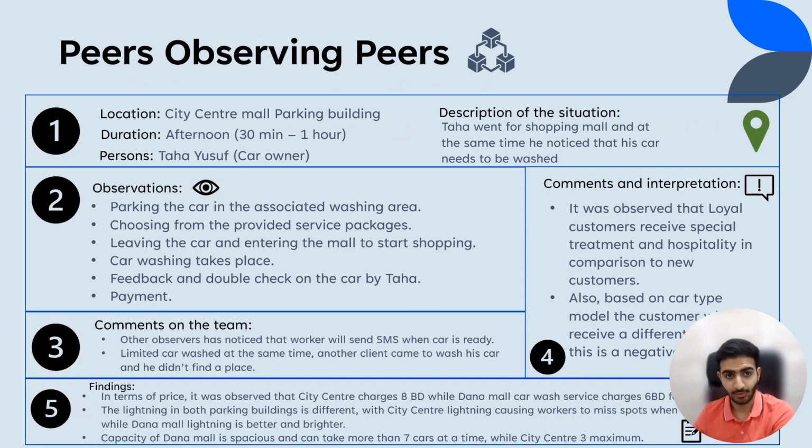Moving to the next tool, which is peer observing peers. In this tool, we would ask one of our team members to go through the process themselves as we observe them interacting with the different parties, the experience, the emotion, the thinking they have to do, and the choosing, all that, including the entire experience that the customer goes through. We would ask one of our peers to go through it while we take notes and observe it.